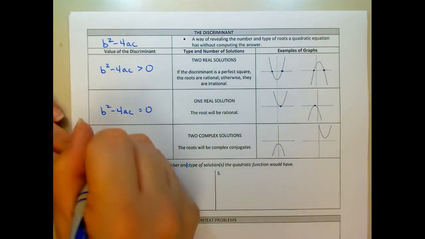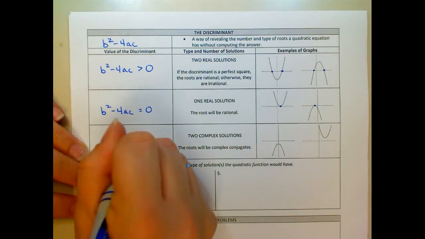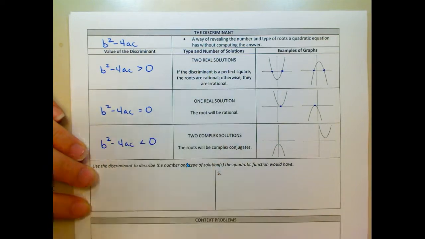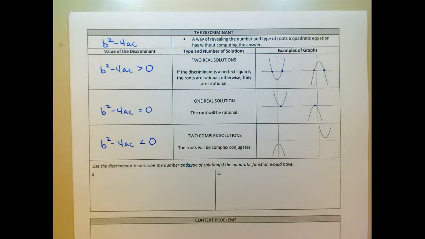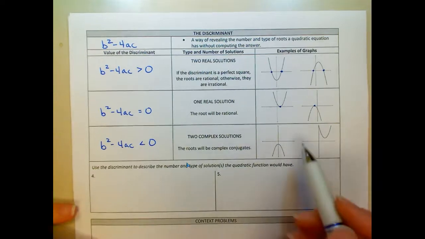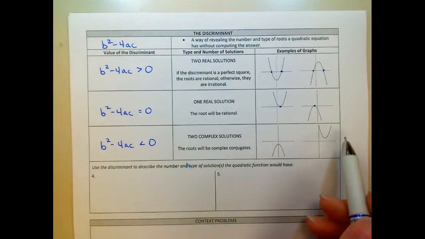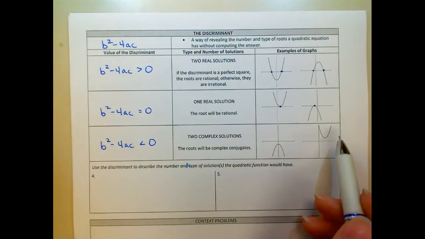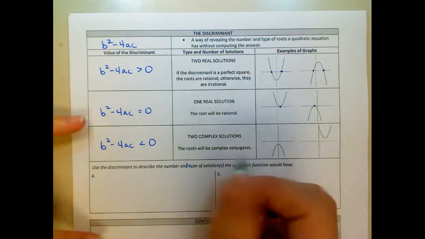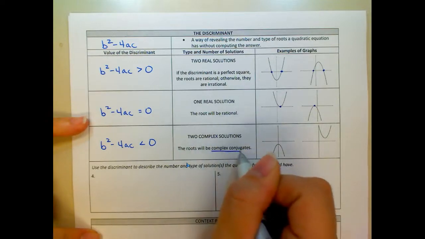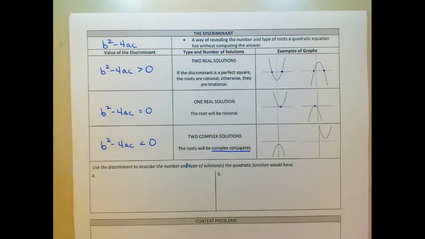Now, if the discriminant is negative, so if it is less than 0, then you can expect 2 complex solutions. Notice on this graph, it does not cross the x-axis. It still has zeros, it's just that the zeros are not real. The zeros are complex. And what you can expect is complex conjugates, which means it's going to be that plus and minus. So you might have 2 plus the square root of 3 and 2 minus the square root of 3. Complex solutions will always come in pairs, and they will come in conjugates.